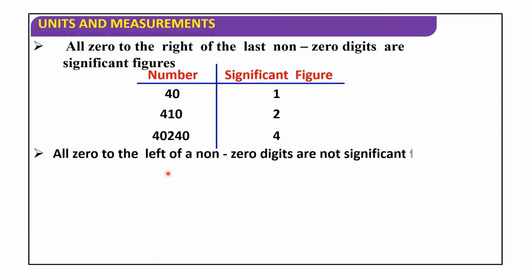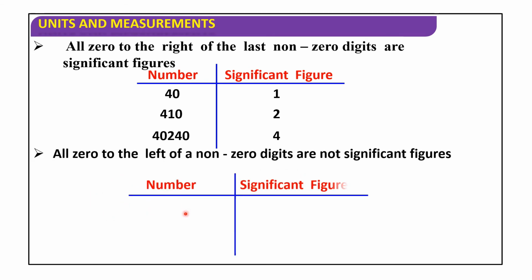All 0s to the left of non-zero digits are not significant figures. See this number and its significant figures. Here, all 0s to the left of non-zero digits are not significant. 0.08 has 1 significant figure. The zeros to the left are not significant, so only 8 we have to consider. So the significant figure is 1. Next, 0.008 also has 1 significant figure.